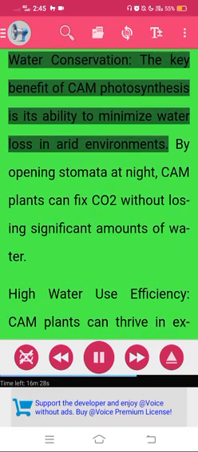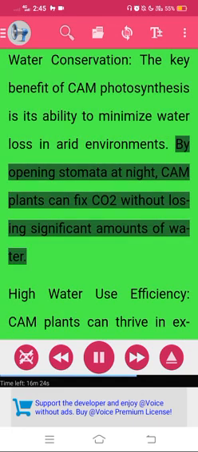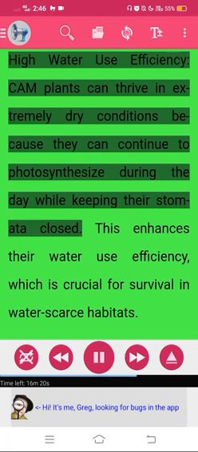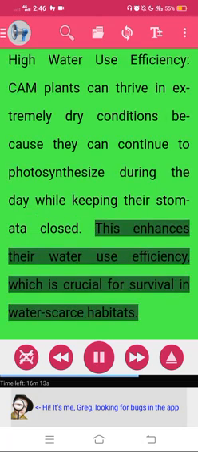Water conservation. The key benefit of CAM photosynthesis is its ability to minimize water loss in arid environments. By opening stomata at night, CAM plants can fix CO2 without losing significant amounts of water. High water use efficiency. CAM plants can thrive in extremely dry conditions because they can continue to photosynthesize during the day while keeping their stomata closed. This enhances their water use efficiency, which is crucial for survival in water-scarce habitats.